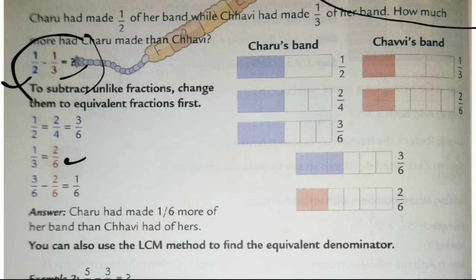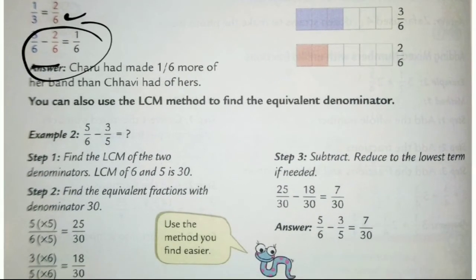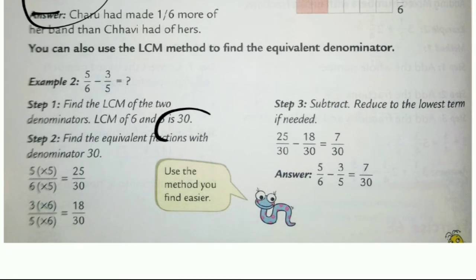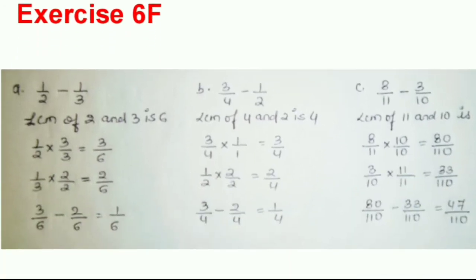So after that we have to do subtraction. So 3 by 6 minus 2 by 6 we get 1 by 6. Like this we have to find. One more thing here, in this one we can find the LCM, convert the fractions like this, and then do the subtraction and reduce to the lowest term. Now see the exercise 6F.